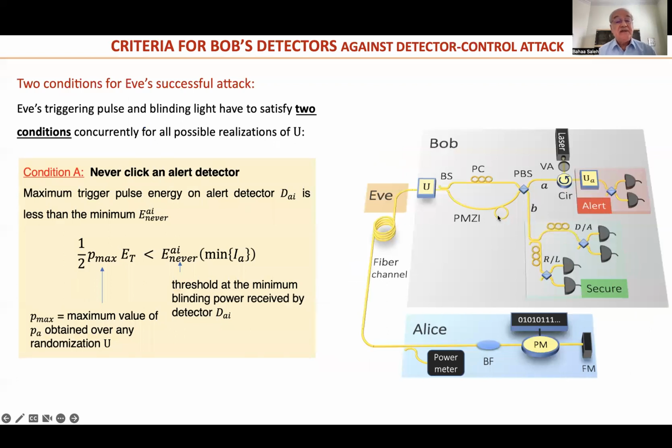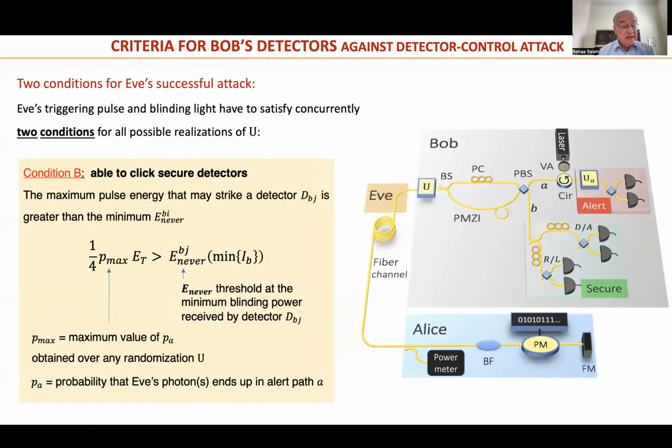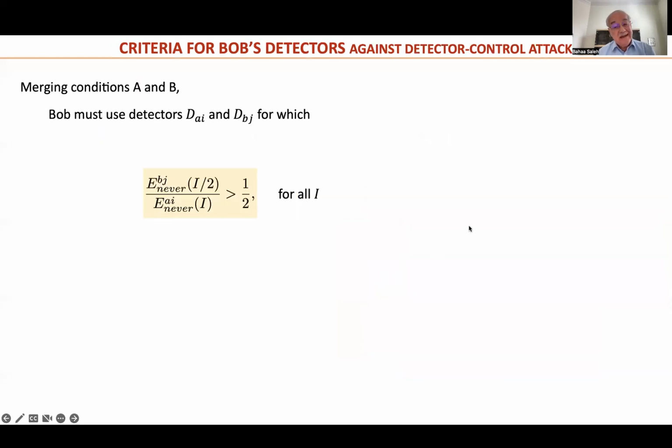So the criterion for Bob's detectors to be protected: two conditions for Eve's successful attack are listed here. Condition A, Eve wants never to click an alert detector. For that to happen, there's a condition on the energy in the trigger pulse multiplied by a probability of passing through the system, which should be less than E never for the alert detectors up here. That's the path A. This is the path B. So this is the threshold at the minimum blinding power received by detector A. This P is the maximum value of PA obtained over any randomization U. And PA is the probability that Eve's photons end up in the alert path A.